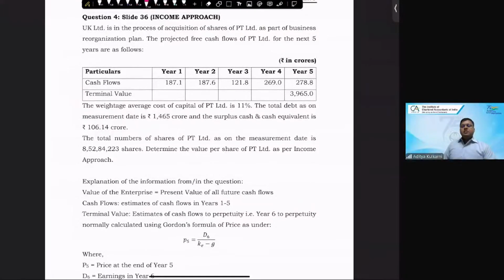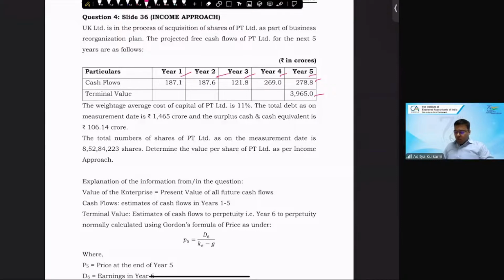First of all, which method of valuation are we using? Am I using market approach, income approach, or cost approach? Income approach. Okay. Now, when we talk about income approach, this is based on the DCF method because I am given the future cash flows, year 1, 2, 3, 4, and 5. Now, in year 5, they have given two values. One is the cash flow and one is your terminal value.